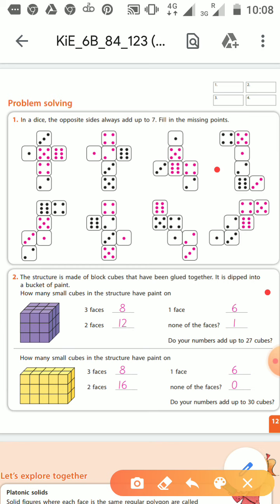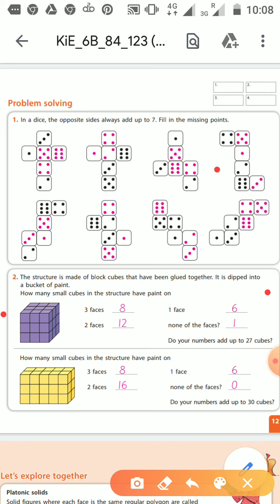It's imagining that you've got this kind of, looks like a Rubik's Cube, doesn't it? And it's saying it's all been dipped in paint, and you've got all these cubes here in your Rubik's Cube. So how many of them have 3 faces painted?